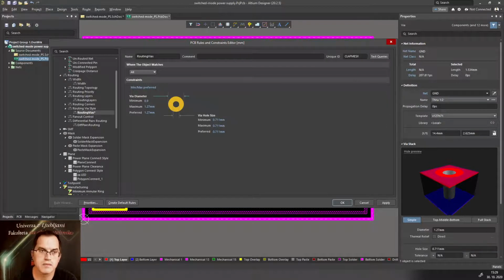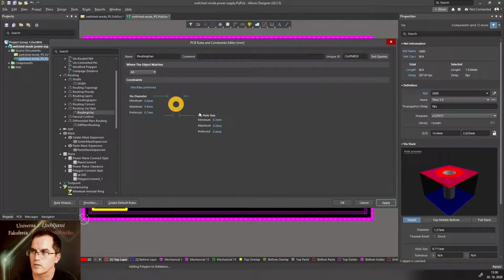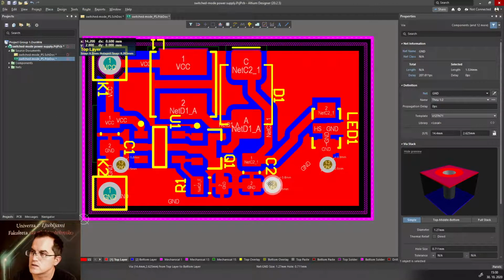0.9 maybe, and maximum 1. Maybe I will use diameter 0.6, yes, 0.6, 0.8 and 0.9, 0.7 preferred, and hole size would be 0.3, 0.5 and 0.4. These are typical dimensions for a PCB that are not violating the rules of the wire inner ring and the width of the diameter of the holes.